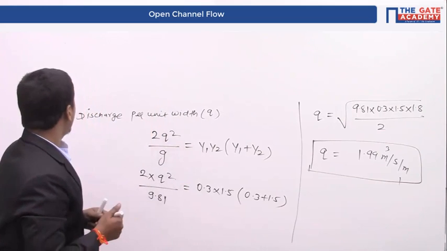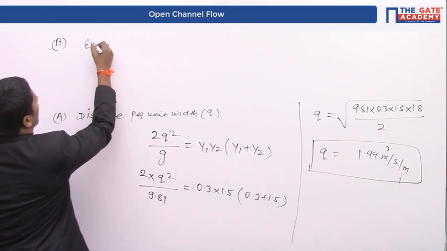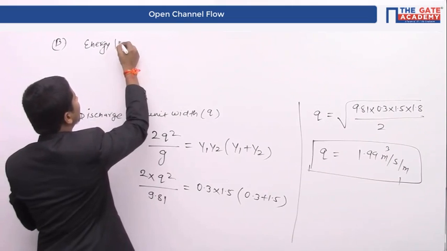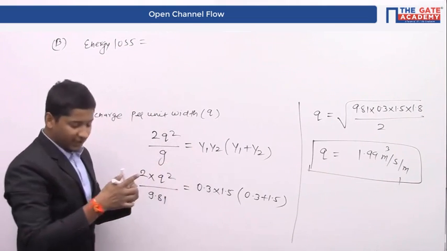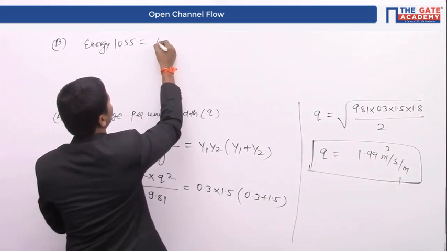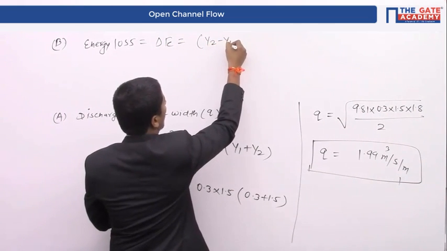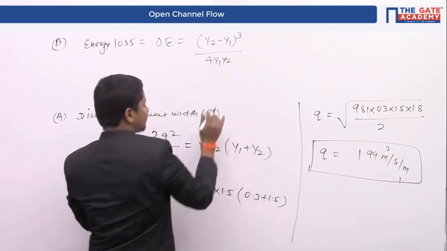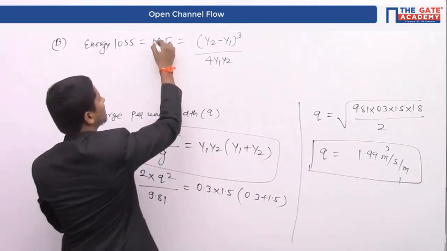Before starting the second part, I just want to tell you that energy loss is because of hydraulic jump. Directly we'll go to the formula part. We denote the energy loss by delta E, and this will be equal to (y2 minus y1) to the power cube upon 4 y1 y2. The first formula is for discharge and this formula is for energy loss.